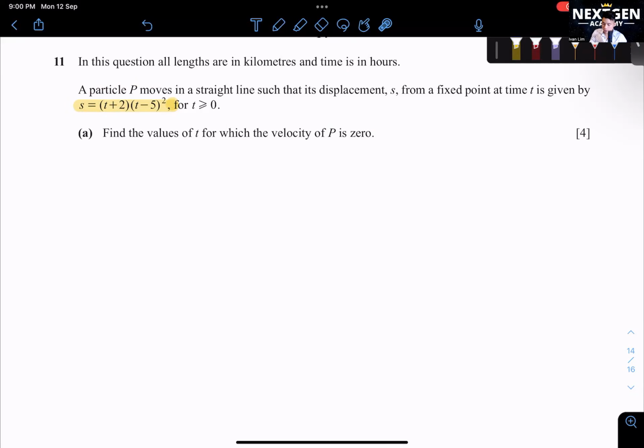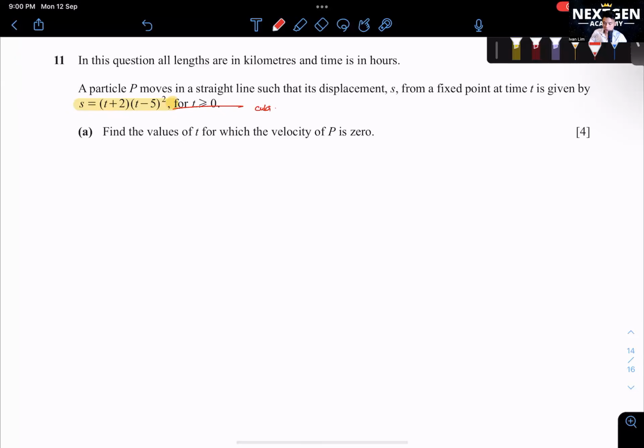So in this particular equation, s equals (t plus 2)(t minus 5) squared, what type of equation is this? It's actually a cubic, right? Very good, Daniel. Cubic. Then after that, got a square one, right? That means you got one what? One of it is an equal root. So you need to start observing things like this already. Why do I explain this? This is actually for question B. Let's do question A first.